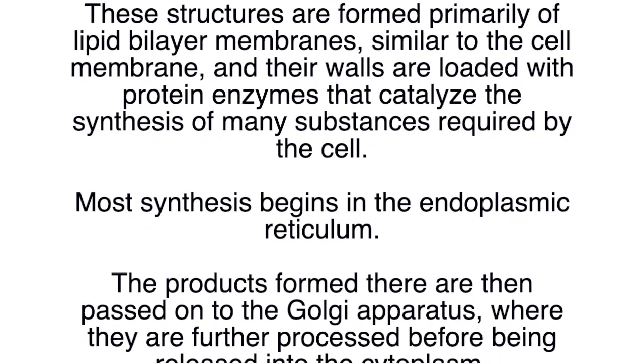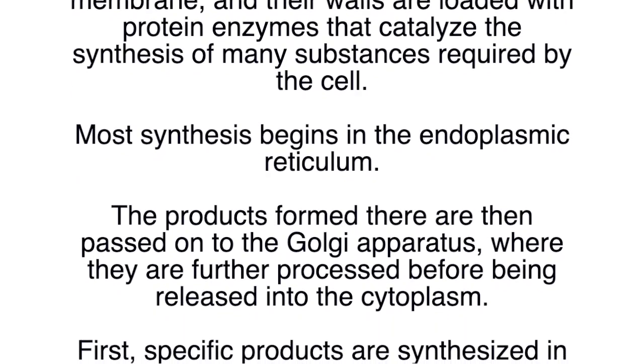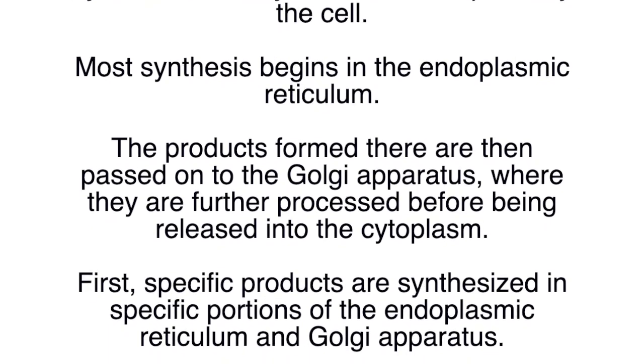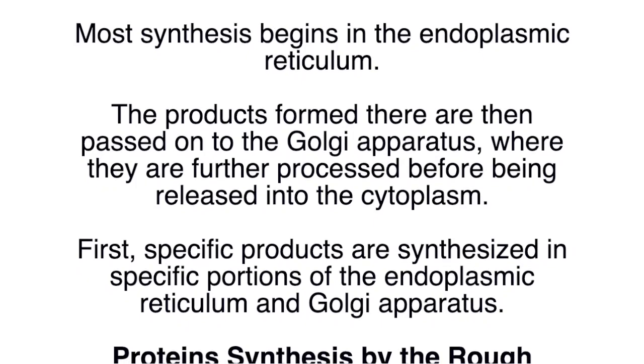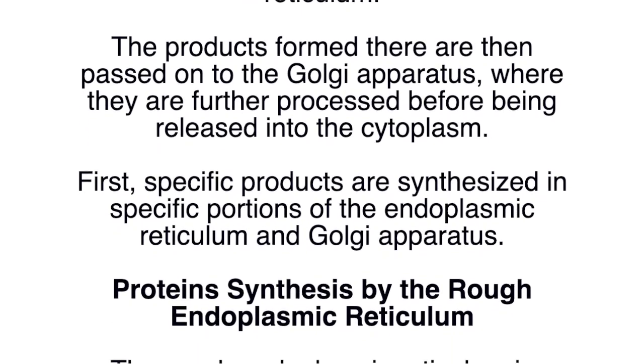Most synthesis begins in the endoplasmic reticulum. The products formed there are then passed on to the Golgi apparatus, where they are further processed before being released into the cytoplasm. First, specific products are synthesized in specific portions of the endoplasmic reticulum and Golgi apparatus.